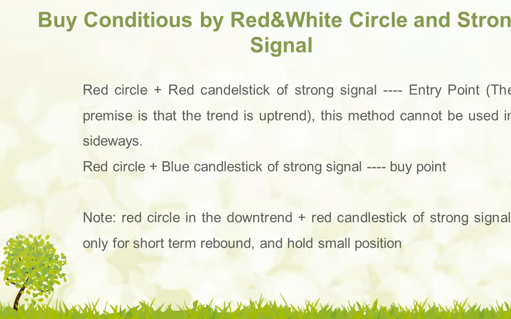Okay, so a red circle plus a blue candlestick of strong signal is the buy point. It's another buy point. Okay, so note: a red circle in the downtrend plus a red candlestick of strong signal is only for a short-term rebound, and hold a small position. If you see the red circle appears in the downtrend, then the strong signal red candlestick appears, you should know that it's only for a short-term rebound. You should set the stop loss point ahead and hold a small position. Okay. So let's see some examples.